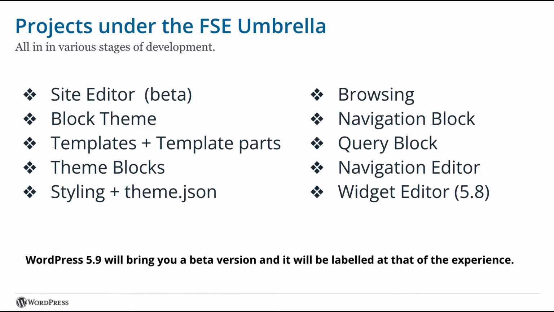and a widget editor. So WordPress 5.9 will only bring you a beta version of things, and it will all be still in development afterwards. But it's stable enough so you can actually use it if you want to. It will not come automatically to you. You need at least a full site editing theme, but we're gonna talk about that in a bit.